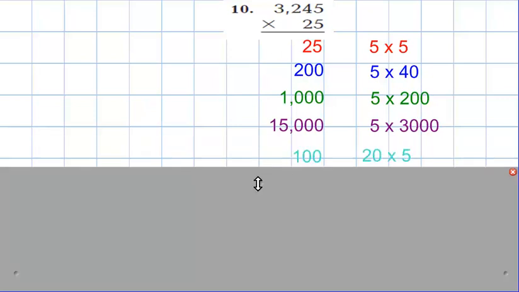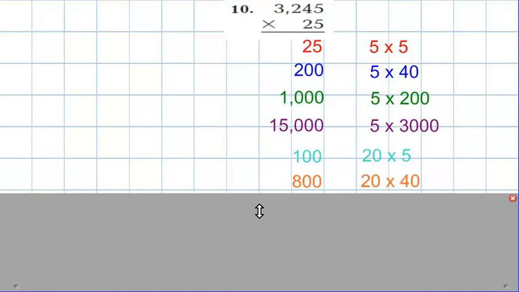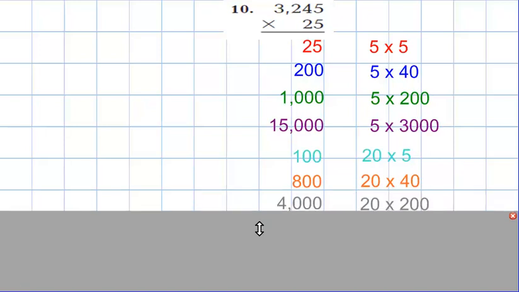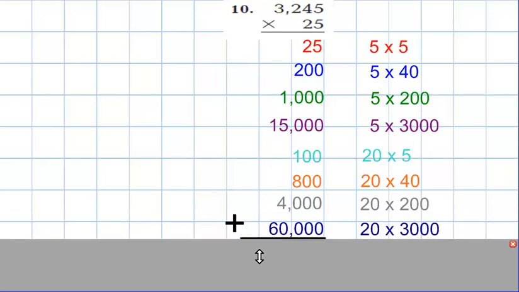So 20 times 5 is 100. 20 times 40 is 800. 20 times 200 is 4,000. And finally, 20 times 3,000, which is 60,000.